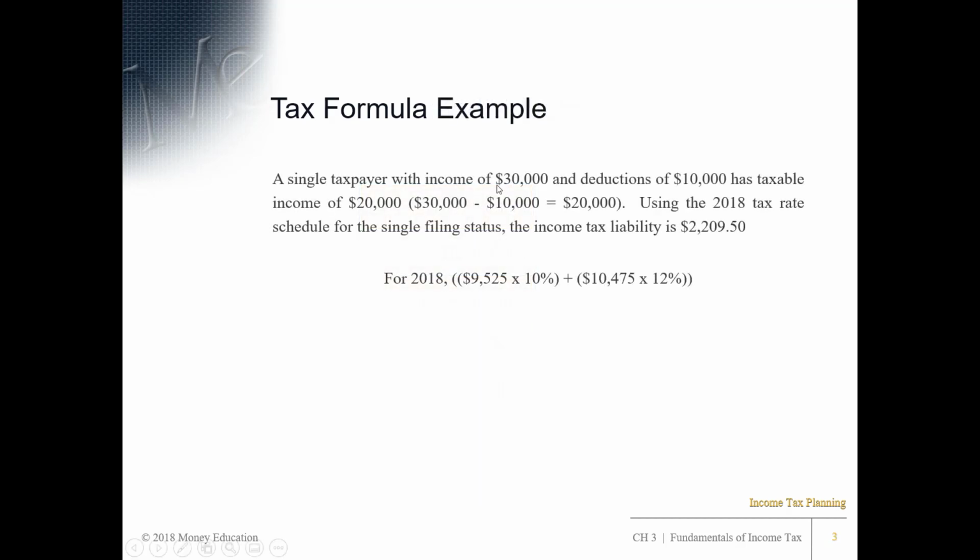Tax formula example. A single taxpayer has income of $30,000 and deductions of $10,000, so they have taxable income of $20,000, $30,000 minus the $10,000 in deductions. Using the 2018 tax rate schedule for the single filing status, the income tax liability is $2,209.50. Basically the first $9,525 is taxed at 10%, and then the additional $10,475 is taxed at the next rate, because we have progressive tax brackets, of 12%. So that's how we got to $2,209.50.